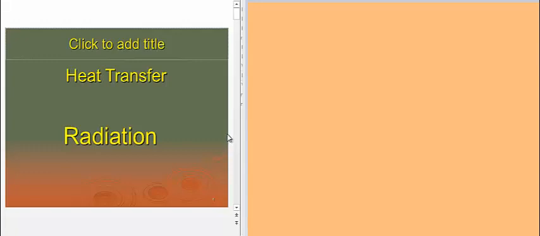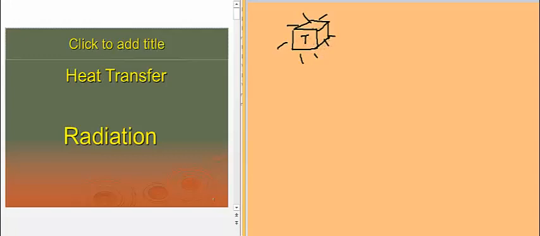So let's look at heat transfer through radiation in more detail. We already know that when we have an object at any temperature greater than absolute zero, let's say temperature T, it will give out thermal radiations or heat radiations or radiant energy. We will use all these terms interchangeably.